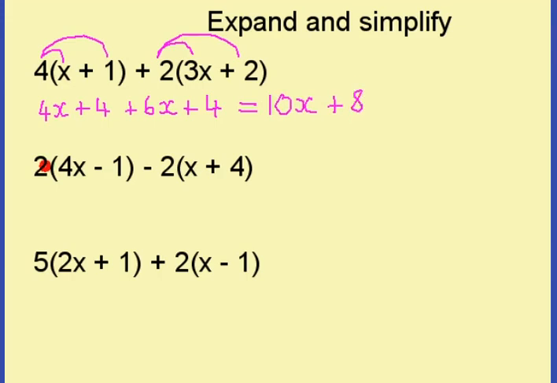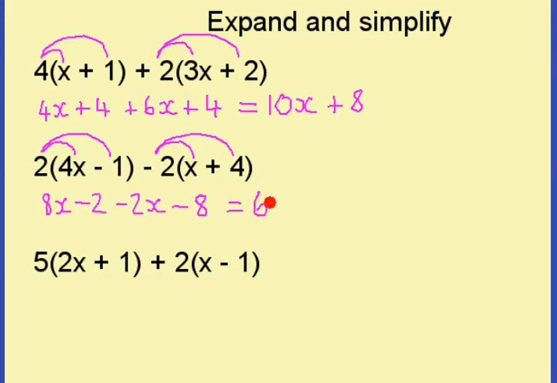Looking at the next one, I've got 2 times 4x, which is 8x, and 2 times minus 1, which is minus 2. For the second bracket, I've got minus 2 times x, which is minus 2x, and I've got minus 2 times plus 4, which is minus 8. Putting that all together, I've got 8x minus 2x, which gives me 6x, and I've got minus 2 minus another 8, which will give me minus 10.